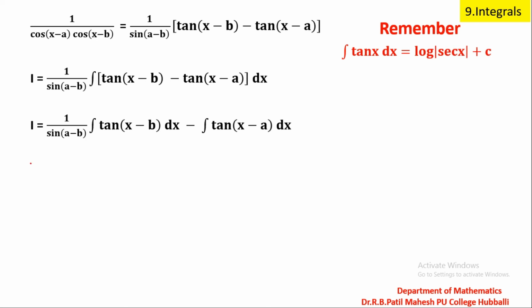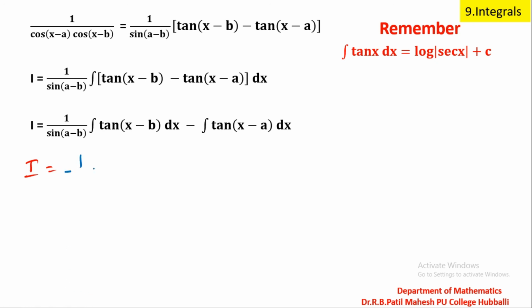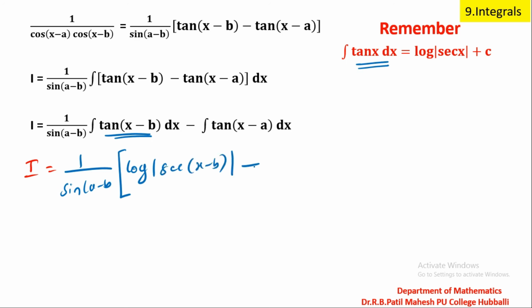So here, the final answer I am writing, students. Please note down this answer. 1 upon sin of a minus b as it is, a square bracket, integration of tan of x minus b using integration of tan x, log of modulus of sec of x minus b, minus integration of tan of x minus a, log of modulus of sec of x minus a. Integration of tan x, you will write log of sec x. Integration of tan of x minus a, log of sec of x minus a plus c.